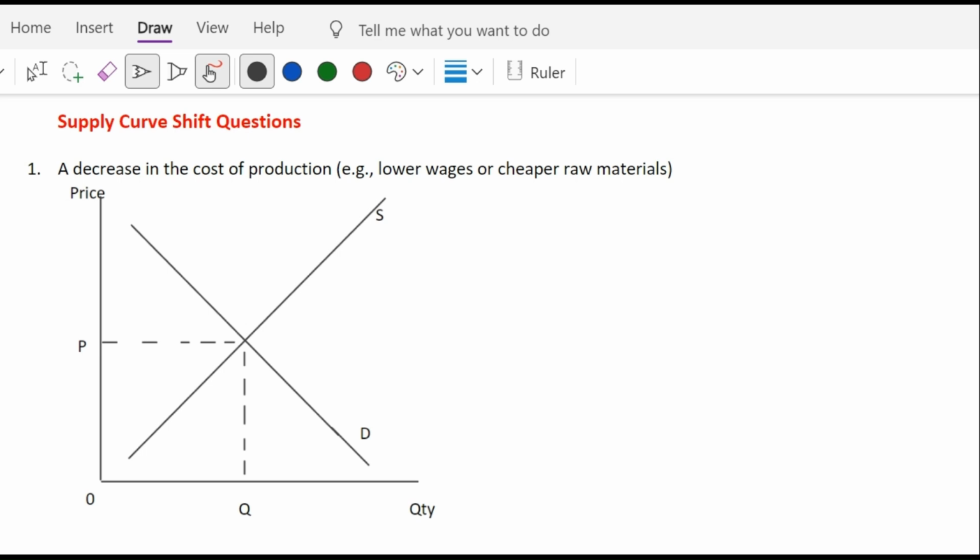Hi everyone, this video will be about shifts in the supply curve. So let's get started. The first question says decrease in cost of production.